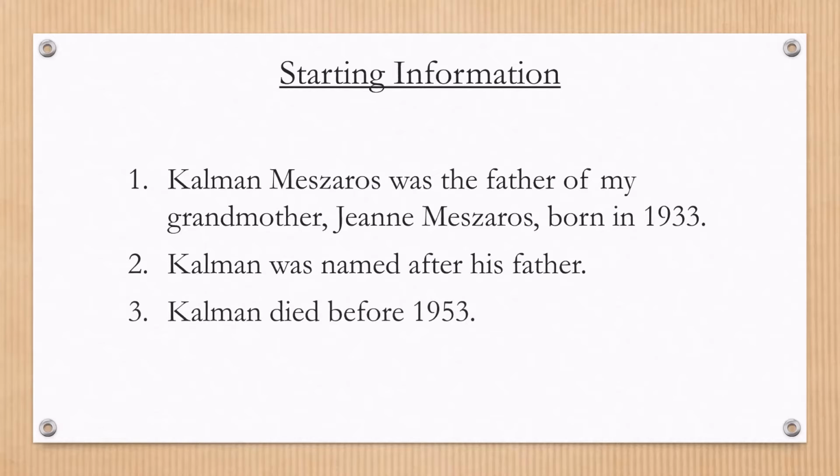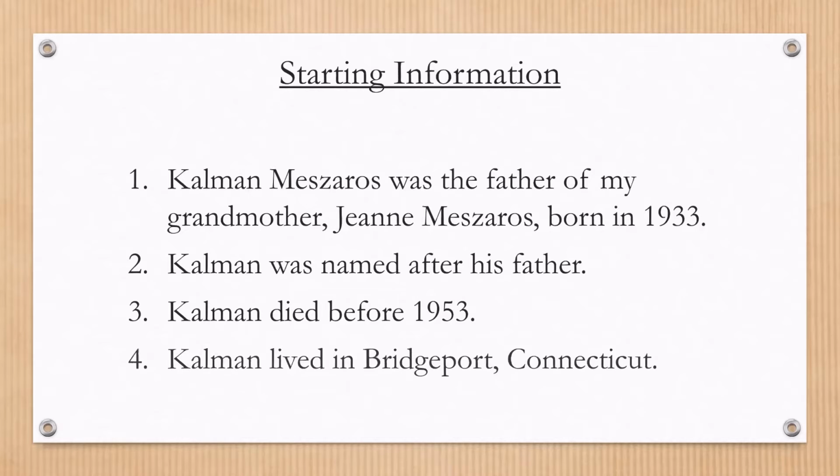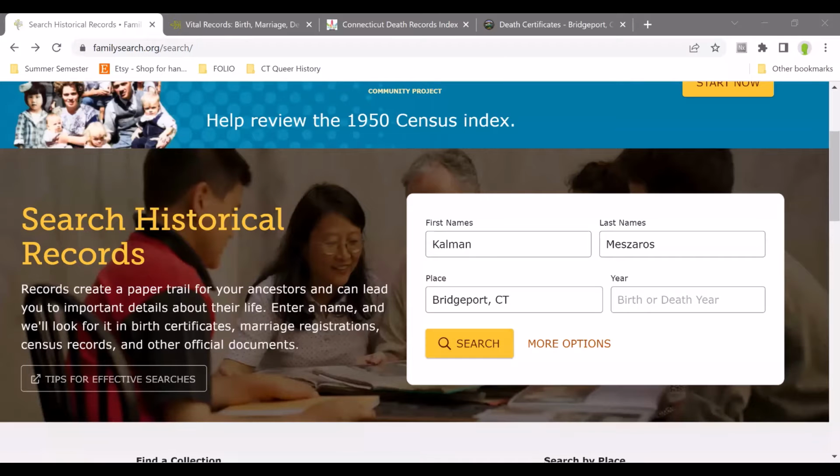Neither my grandfather nor my father ever met Kalman. My grandparents were married in 1953, and my father was born the following year. By then, Kalman had already died. My paternal relatives immigrated directly to the city of Bridgeport, Connecticut, and never left. I am the first member of my family to be born in the United States outside of the city of Bridgeport. Let's start by plugging these details into the two most common genealogy search sites, Family Search and Ancestry.